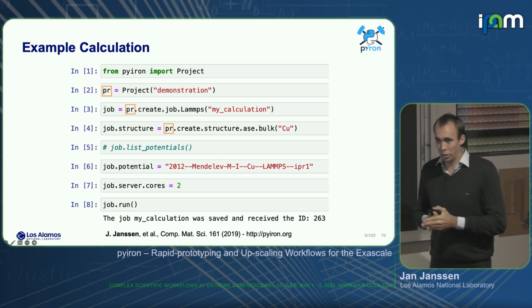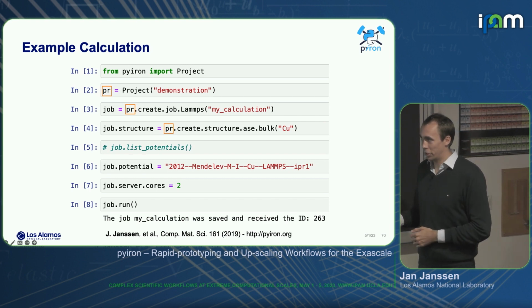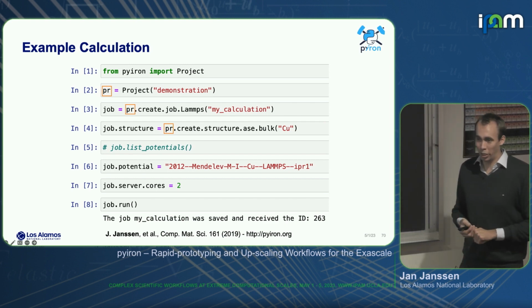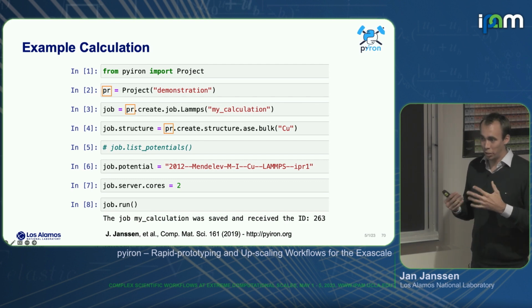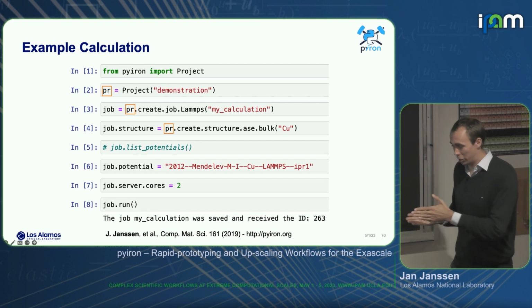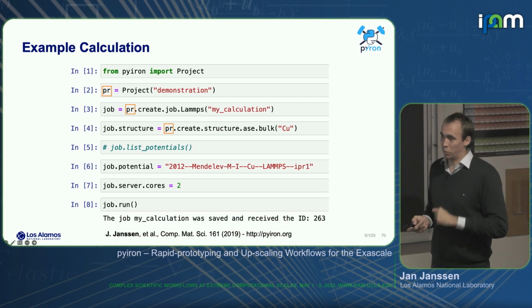Right? So I don't have to specify where to save the data. That's already communicated by the way I create the calculation. I don't have to specify where my executable is located. All this is only configured basically once, and then reused in every simulation protocol.